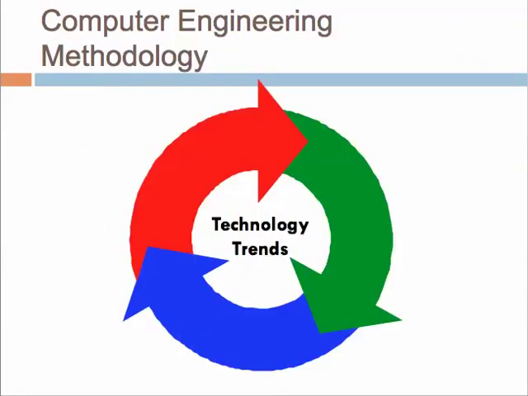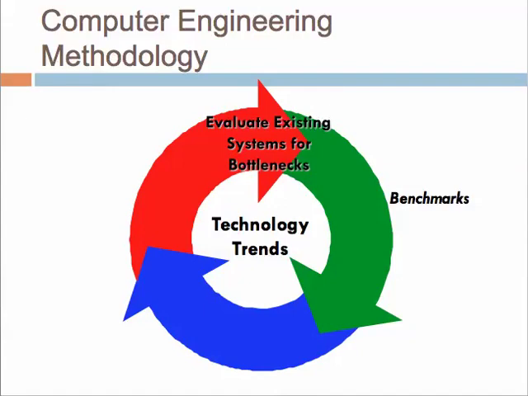So here is an interesting way of looking at the computer engineering methodology. The technology trends generally tell us about the scaling of your transistors and of your clock, so that we can see how circuits are scaled as we move into the future. And one way of analyzing this is to evaluate existing systems for bottlenecks. Right? This is the way you look at it.